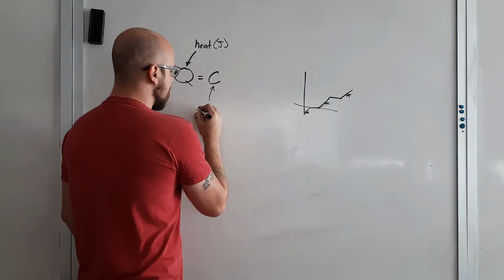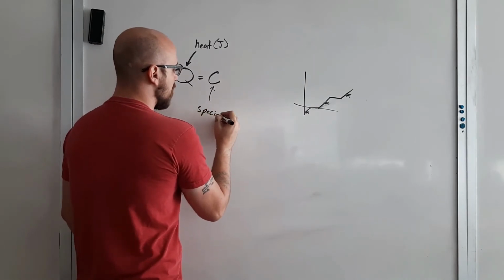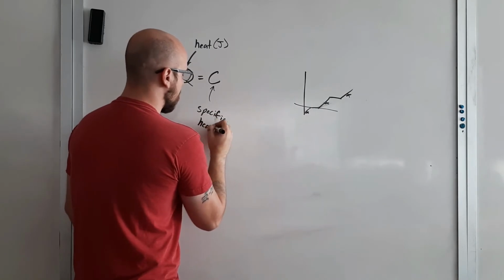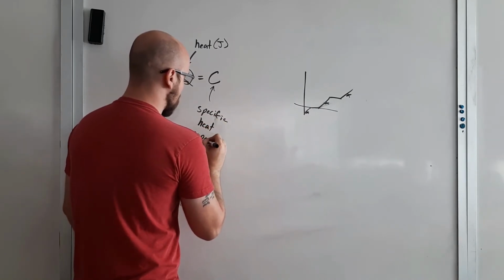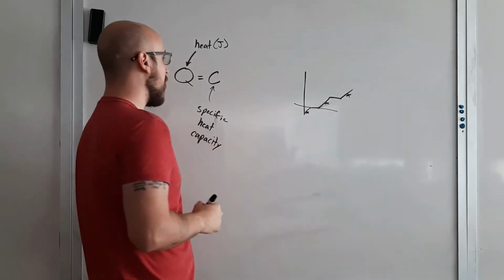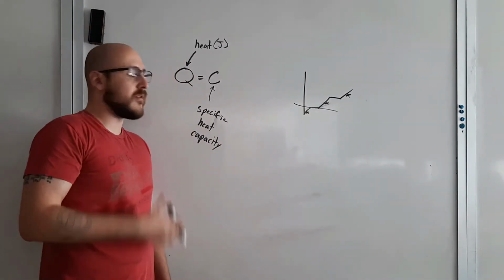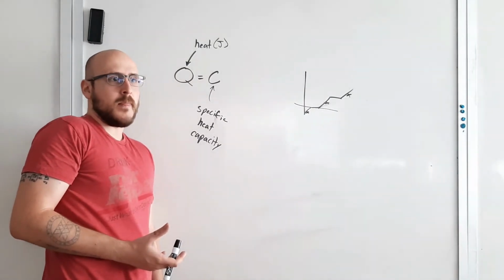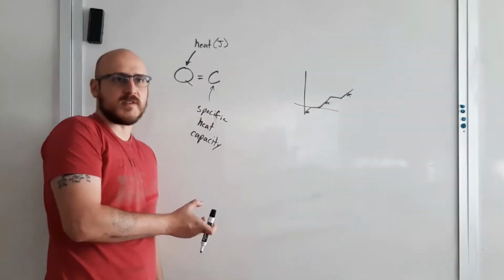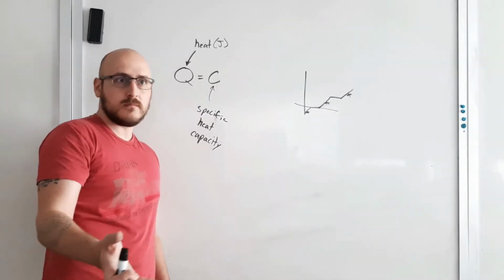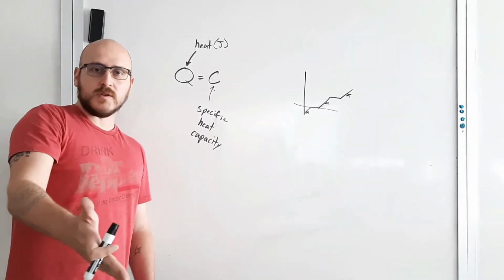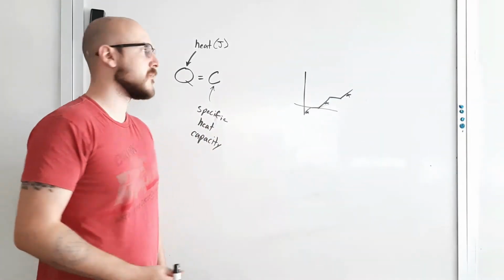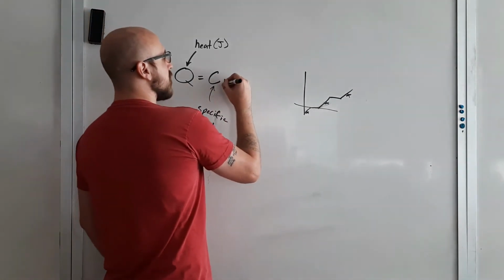Okay? So this is specific heat capacity. And another thing that heat is proportional to is the mass, right? If you've got a milliliter of water versus a liter of water, it's going to take a lot more energy to heat up the liter of water. The more mass you have, the more energy it takes, okay? So let's throw mass in there as well.